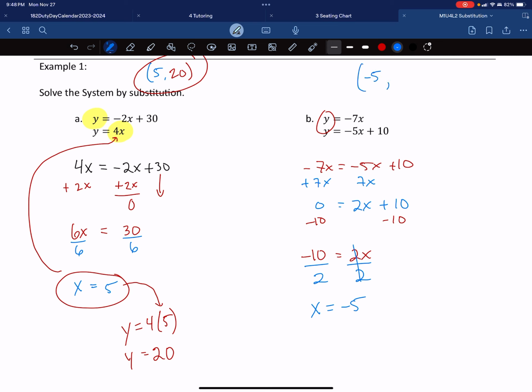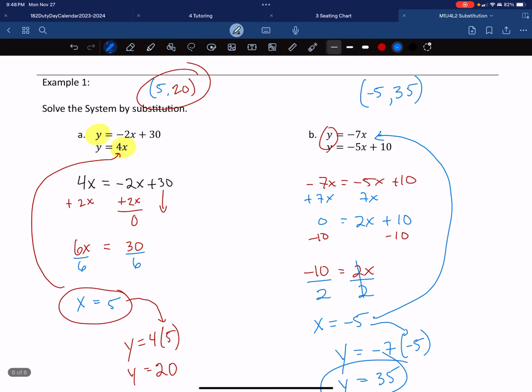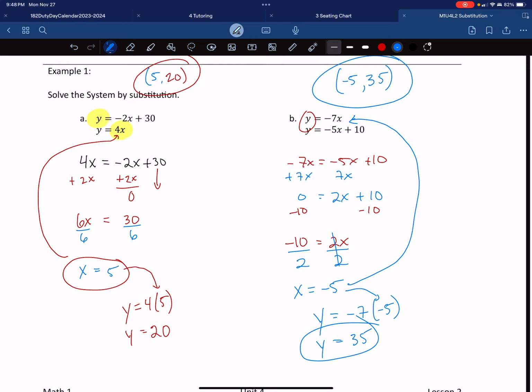So again, plug it back into one of your two original equations. So we're going to get y equals negative 7 times negative 5. Well, negative 7 times negative 5 is going to be positive 35. So we're going to be left with this. So we have negative 5, comma, positive 35. Okay, that's example 1.